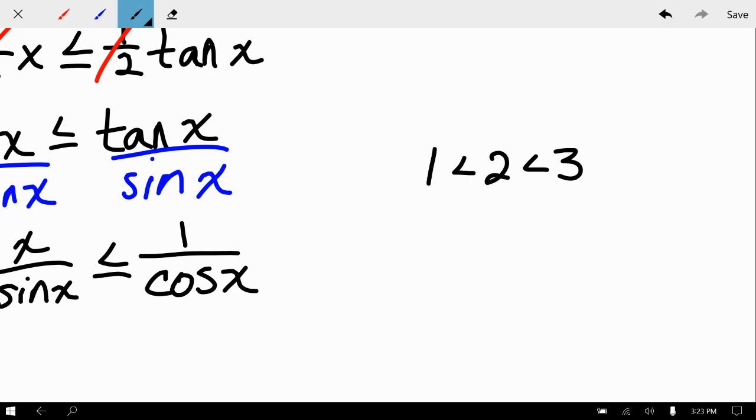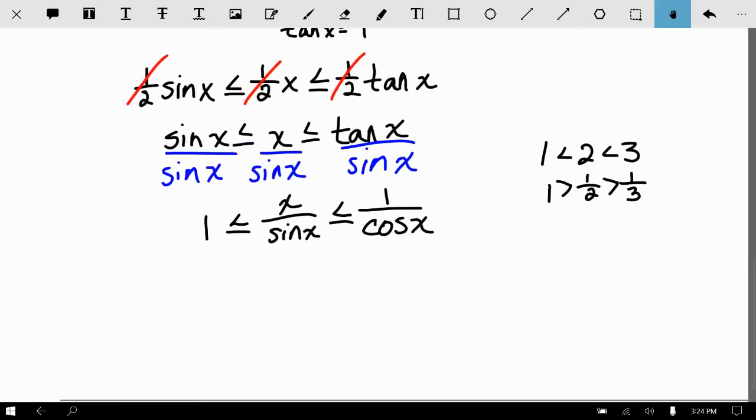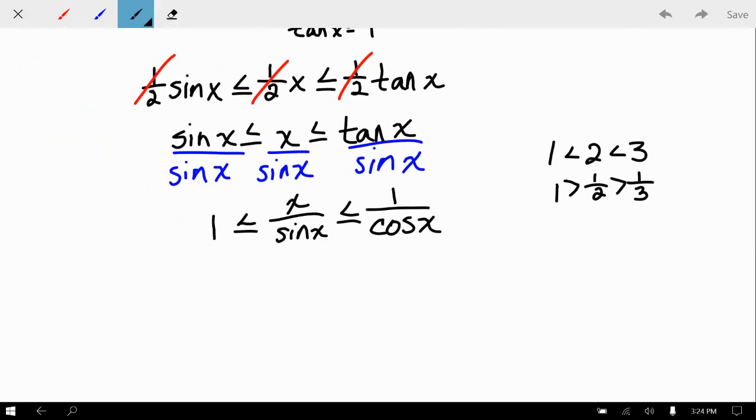Let's say I took the reciprocal of all of those terms. I would get 1, 1/2, 1/3. And notice now, by taking the reciprocal, I've changed the inequality to be in the reverse order. So the largest number is now on the left, the smallest number is now on the right. So we're going to do that same thing here. We're going to take the reciprocal of all of these terms. 1 is greater than or equal to sine x over x, and that's greater than or equal to the cosine of x.